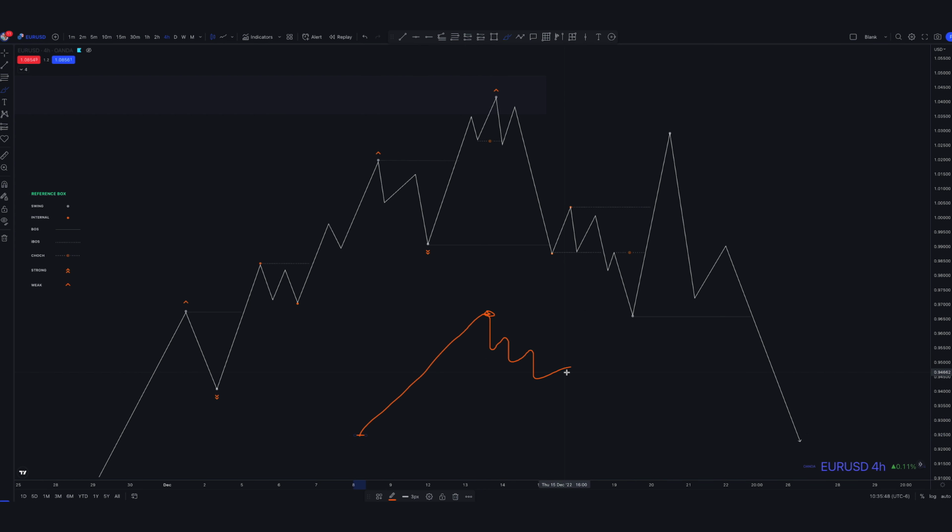And again, when we have another candle body close on top of this line, which is the most recent high, then we'll have another swing BOS.